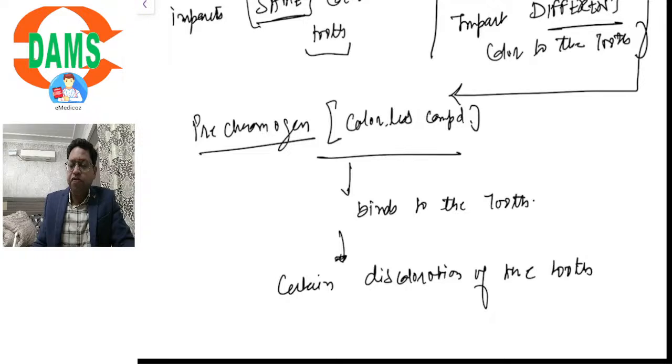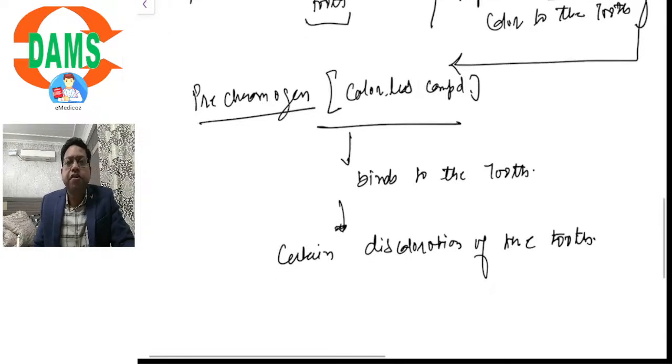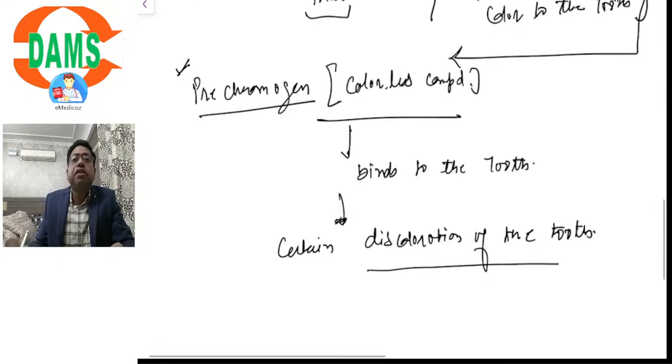So basically, you have to understand the difference between N1, N2, and N3 type of stains. If a chromogen is binding and giving the same color, it is N1. If a chromogen is binding, a colored compound is binding but giving a different color to the tooth, it is N2 stain. And a pre-chromogen means a colorless compound is binding and giving a discoloration of the tooth. It is N3 stains.